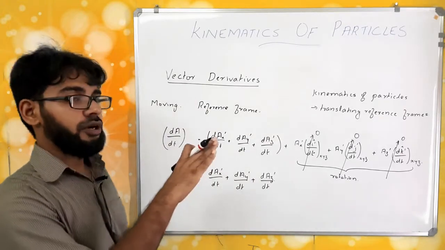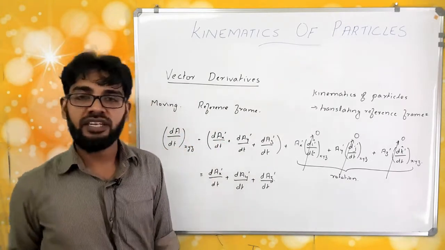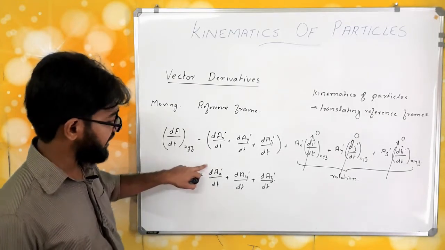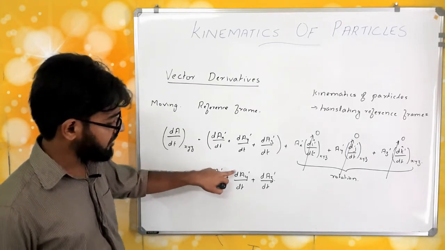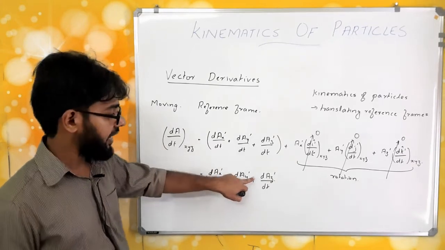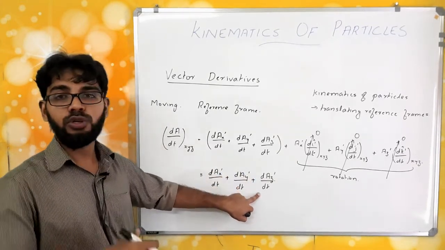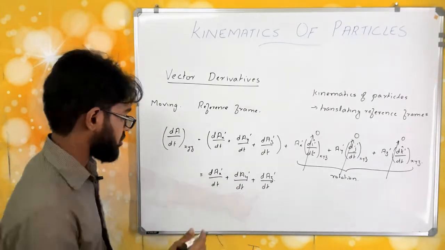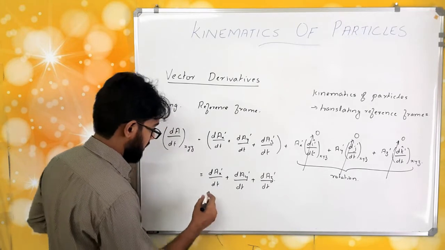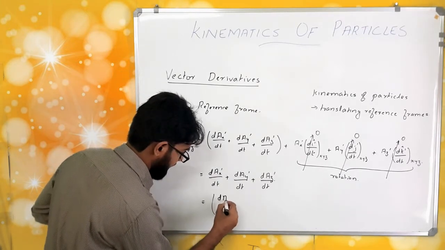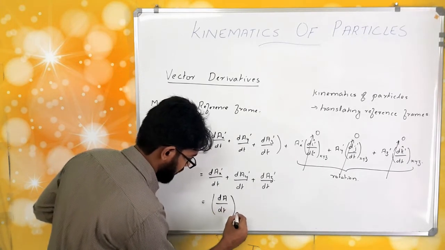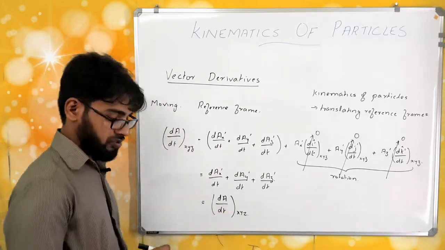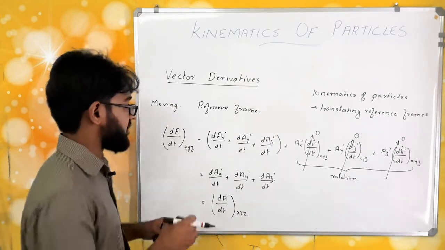Now, if the corresponding reference frame is only translating, then dAx dash by dt will be equal to dAx by dt, dAy dash by dt will be equal to dAy by dt, and dAz dash by dt will be equal to dAz by dt. The rate of change of scalars is constant. This corresponding vector will be equal to dA by dt into capital X, Y, Z. So this is the most important relation we shall be studying here.